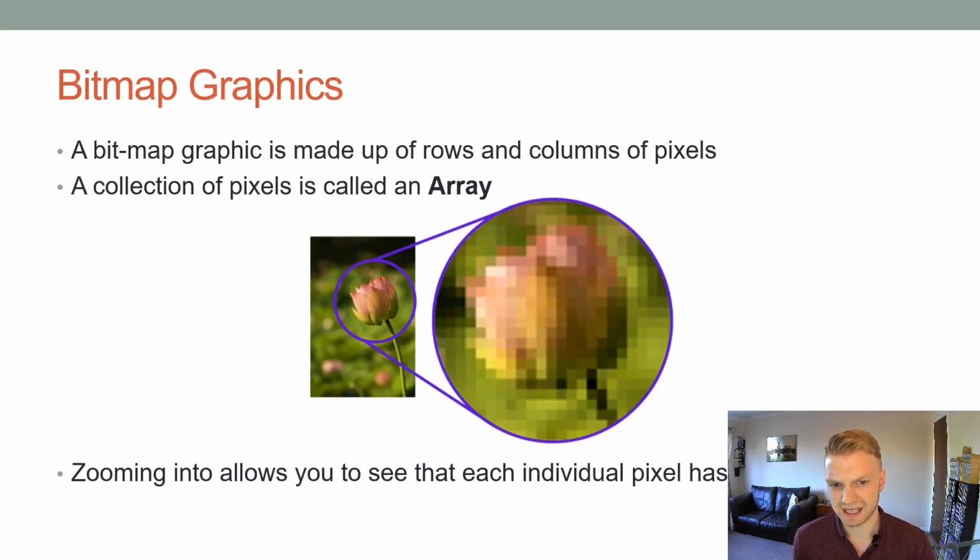A bitmap is rows and columns of pixels. Now, pixels are just the tiny dots on your screen. Each pixel has its own color. A collection of pixels is called an array.